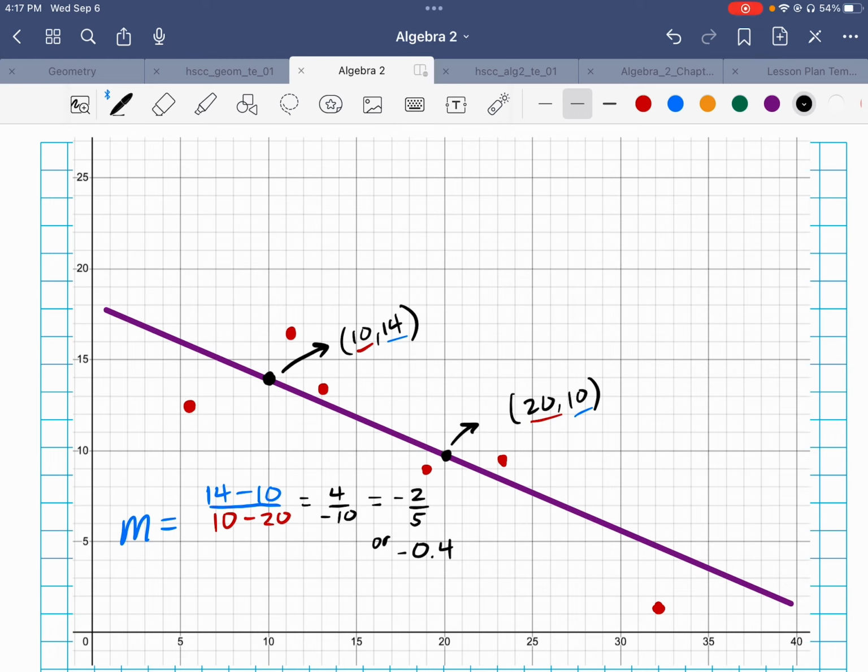3. After you draw the purple line, find your 2 points. Step number 2 is find your 2 points. Step number 3, figure out what your slope is. So we found out our slope. Our slope is negative 2/5 or 0.4 with a negative in front of it.